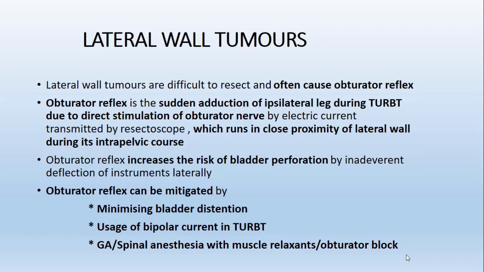Obturator jerk increases the risk of bladder perforation, and the obturator reflex can be mitigated by some maneuvers: minimizing the bladder distension, using bipolar current in TURBT, and GA or spinal anesthesia with muscle relaxant or obturator block. The obturator nerve is spared in spinal anesthesia, so spinal anesthesia can't work on the obturator nerve.